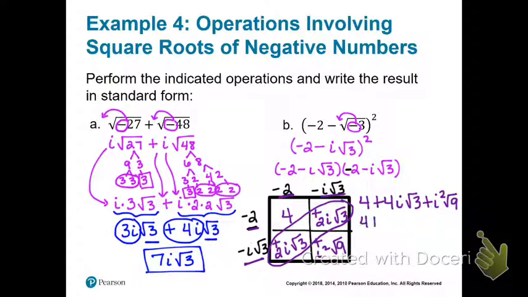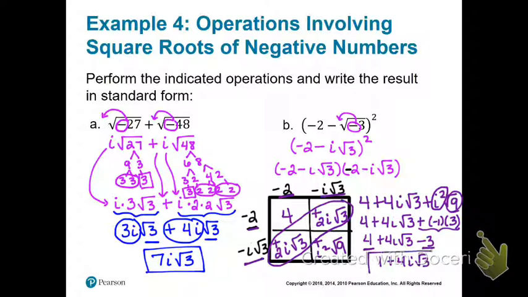So I'm going to bring down my 4 plus 4i square root of 3 plus, now remember i squared is negative 1 times, what's the square root of 9? The 3. So we have 4 plus 4i square root of 3, and then we got plus a negative 1 times 3, and that's just going to be negative 3. Combine your like terms. 4 minus 3 is 1, and bring down your plus 4i square root of 3. This is written in standard form because the i term is last, and so there is our solution.